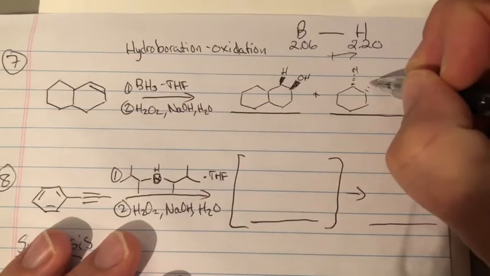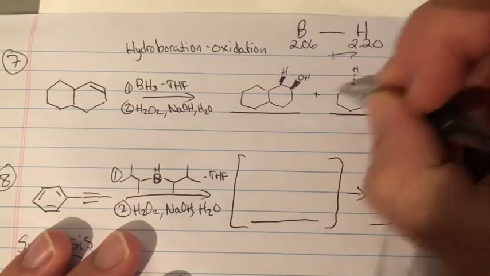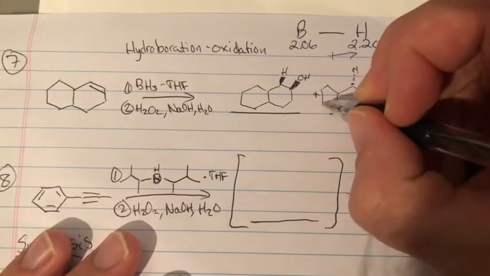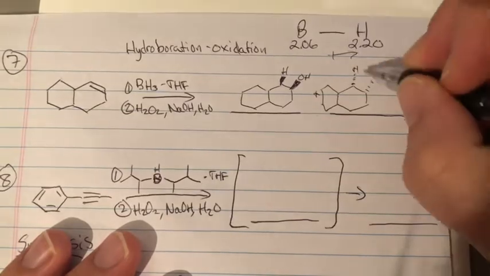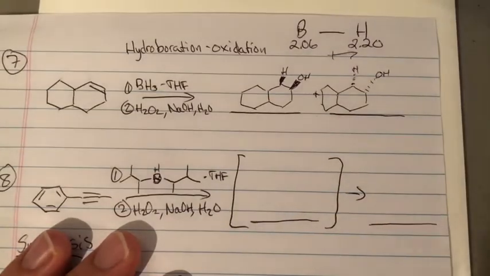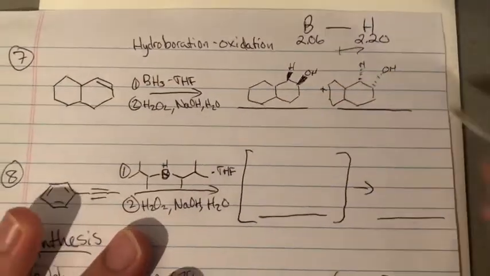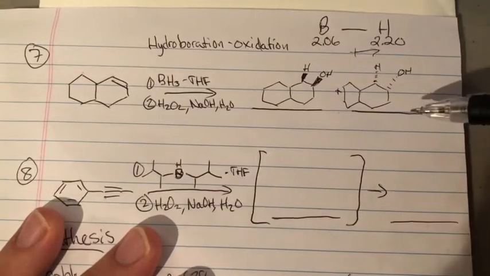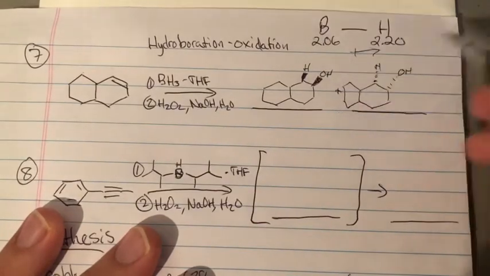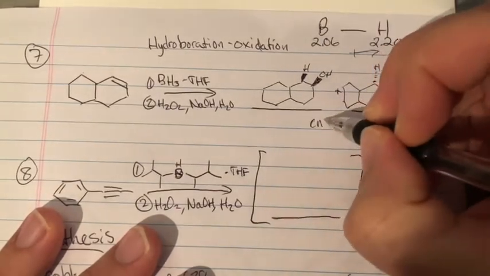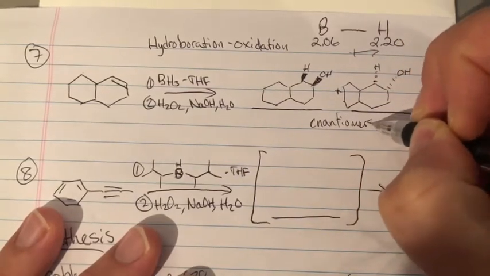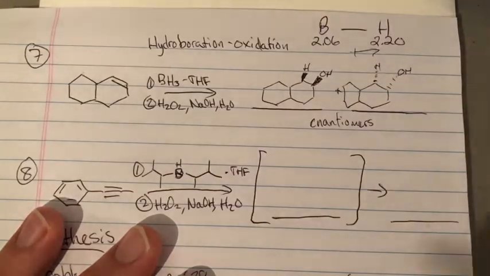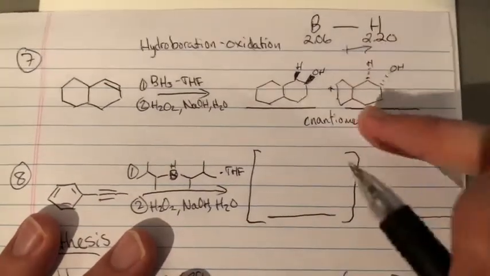Okay, so the other, I better draw that other fused ring. Okay, and that H and OH are again going to go into the plane of the page, so you're going to have effectively enantiomers of one another. They're going to be mirror images if you were to flip this over.